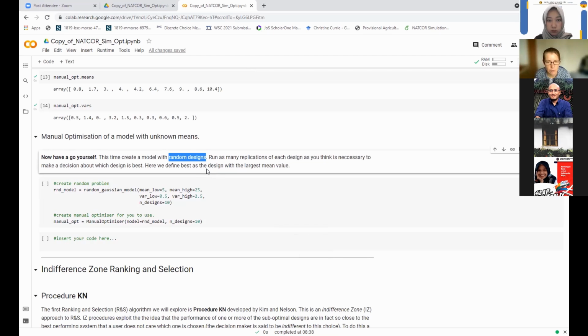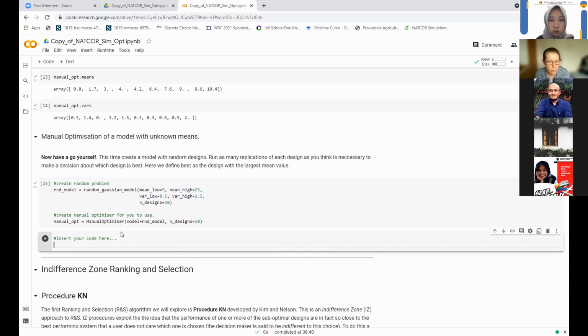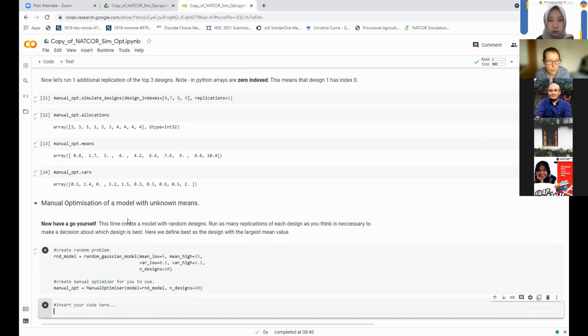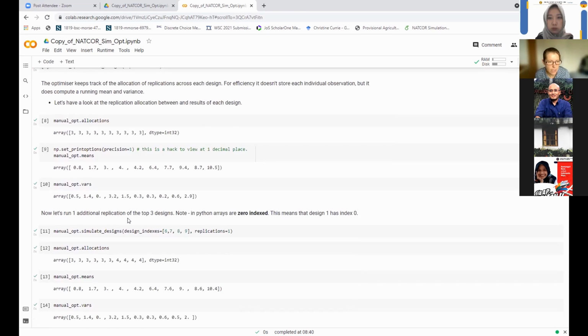And you get a chance to run as many replications of each design as you think is necessary to make a decision about which design is best. So here we're defining, contrary to what I did before, best as the design with the largest mean value. I think I had the smallest before. So this is up to you to do. The parameters can stay the same as they are in here, because this will give you your own random Gaussian model. And then you can insert your code in here, remembering what you did before, and also looking up ahead at what we did previously.